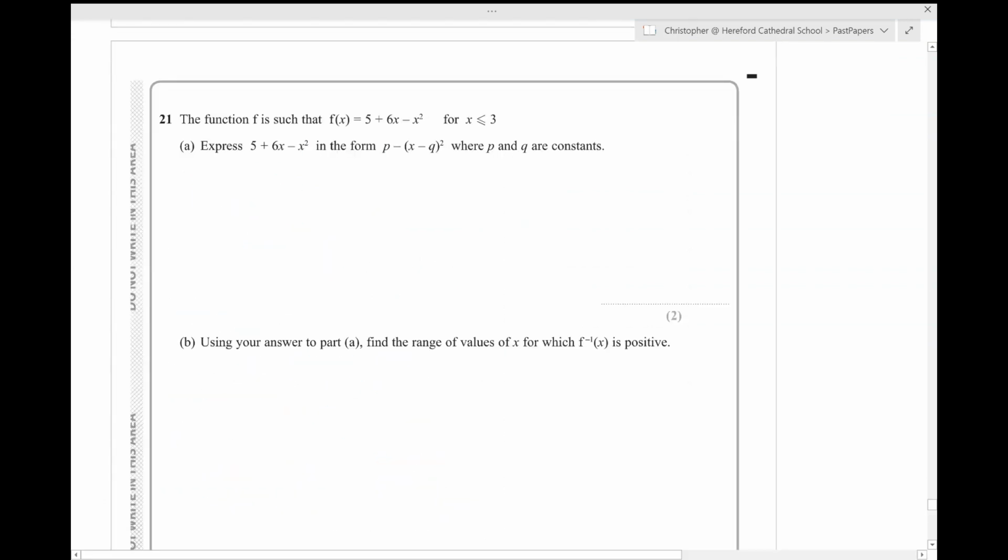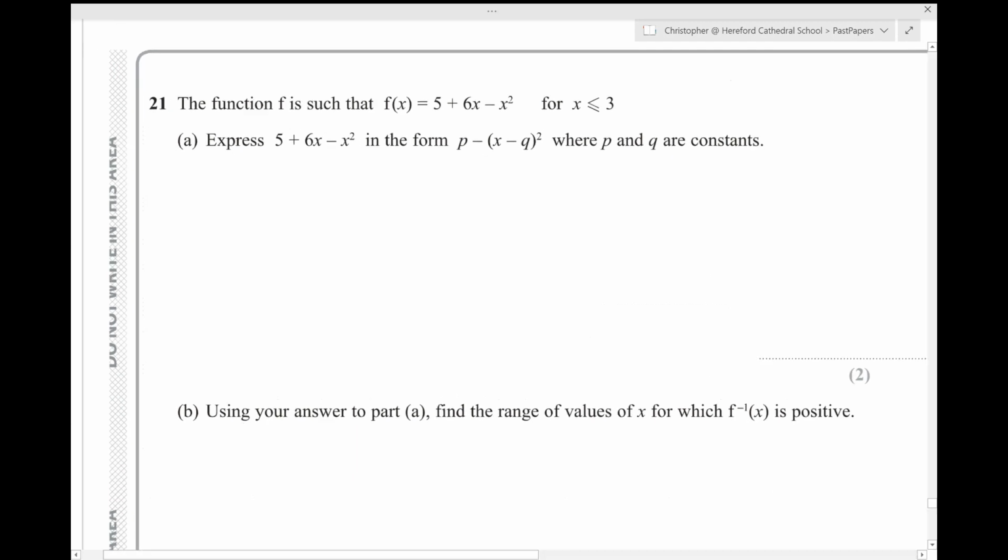Question 21. Right, here we go. A function f is such that f of x equals that, for x is greater than 3. We mustn't forget that. Right, part A.